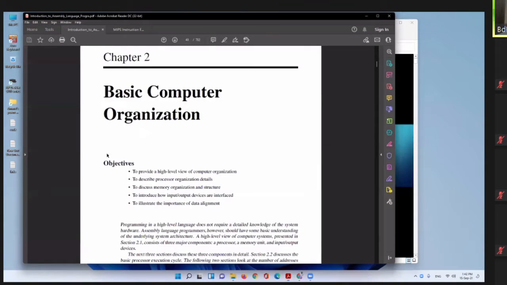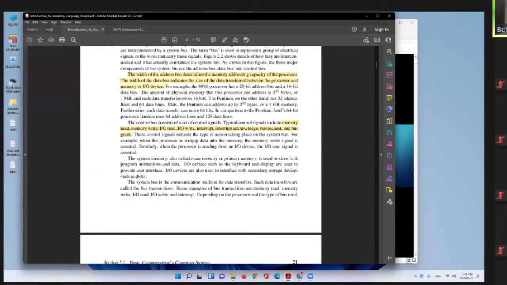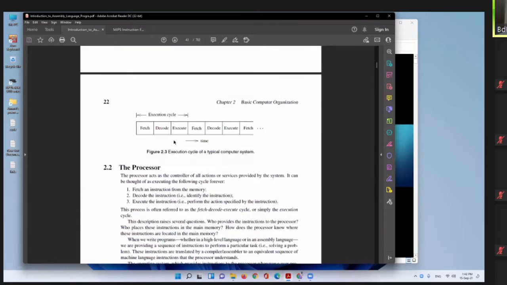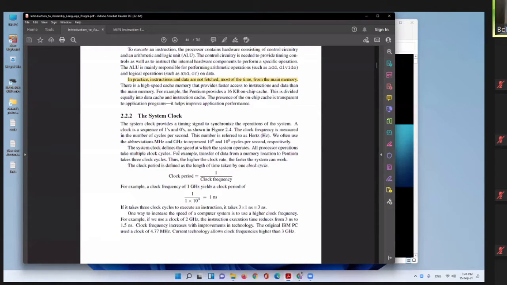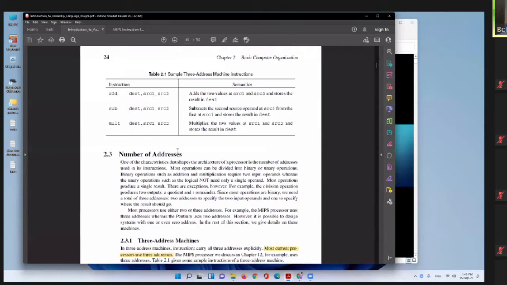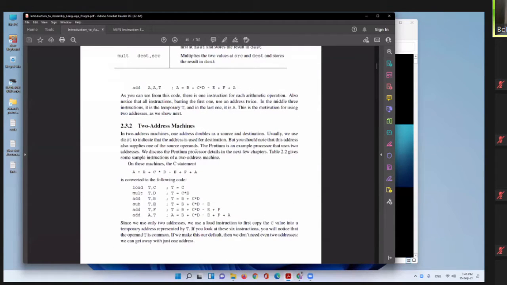And the book, you also can read it from here, because most of the part I copy paste from the book, most of the thing. So whenever you read, it is better you read it from the book. Everything is from here.